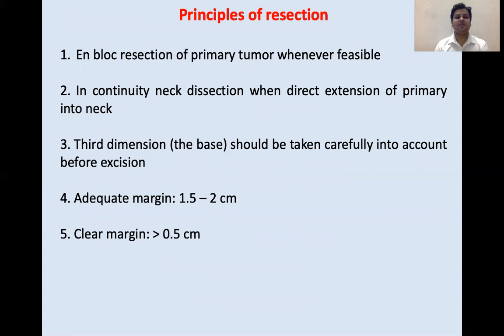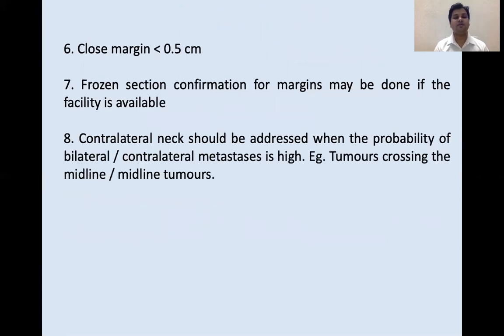Now, principles of resection. The most important thing is the 3-dimension. The base should be taken carefully into account before excision. En bloc neck dissection with direct extension of the primary into the neck. What is an adequate margin? The margin which needs to be removed along with the cancer cells or the suspected end of that lesion: 1.5 to 2 centimeters. Clear margin is more than 0.5 centimeter. Close margin is less than 0.5 centimeter. Now, frozen section confirmation for margin may be done if the facility is available.